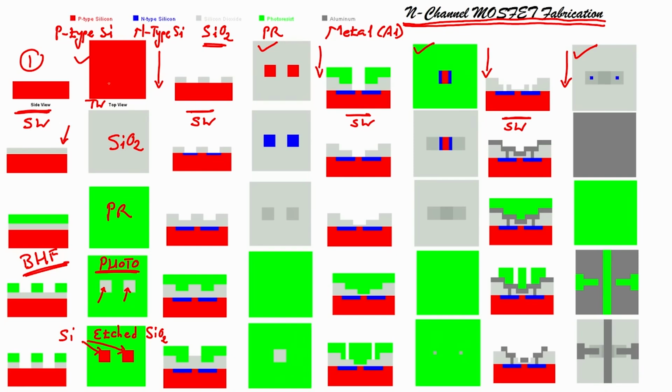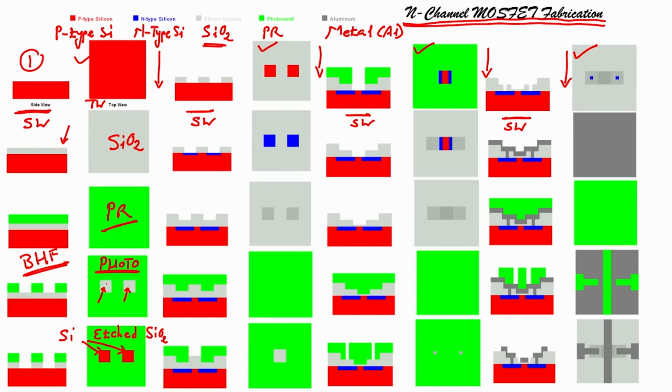See, first step is we take a p type silicon. Next step is we grow silicon dioxide. How do we grow silicon dioxide? By using thermal oxidation. Next step is we spin coat photoresist. After spin coating photoresist, we have to do pre baking, or soft baking. Then we have to load the mask, and then we have to expose the wafer. Then we have to develop the photoresist.